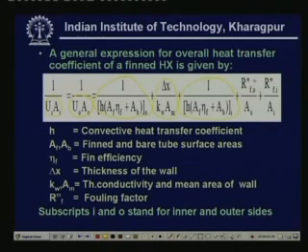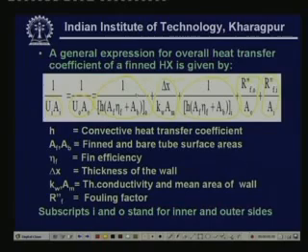Then we can also have the resistance due to fouling on the outer surface and resistance due to fouling or scale deposition on the inner surface. So we have 5 resistances, 1, 2, 3, 4, 5. These 5 resistances are in series. So in order to calculate the overall heat transfer coefficient, we have to add up all these resistances and we have to invert it.